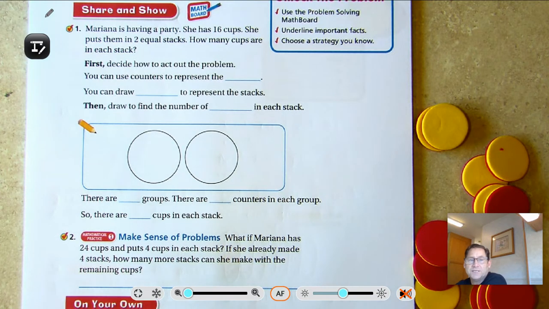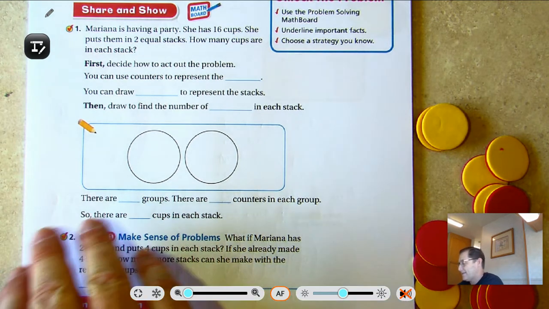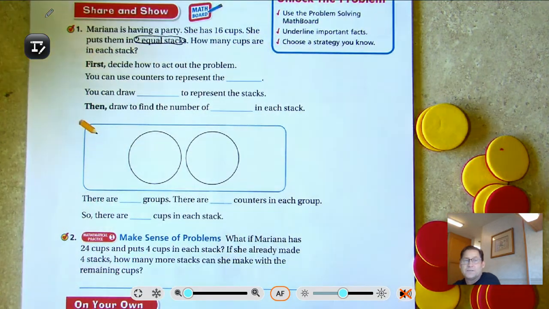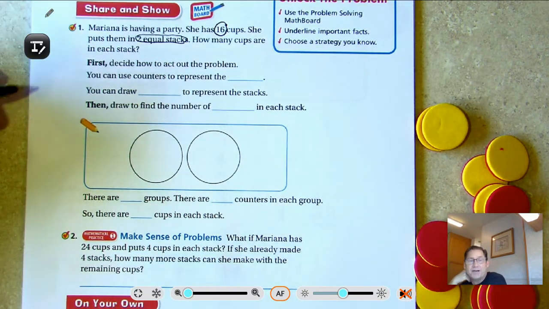Mariana is having a party. She has 16 cups. She puts them in 2 equal stacks. How many cups are in each stack? So this question is like the flowers, where they told me they had 16 flowers and 4 vases. Here, I have 2 groups because they're going to be in 2 stacks. I have 16 cups that I need to share.